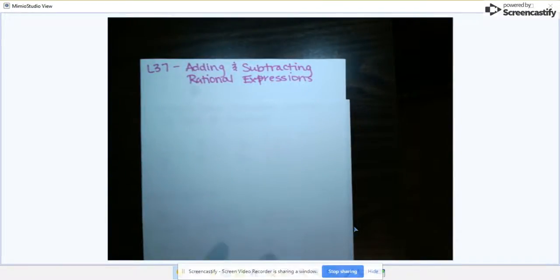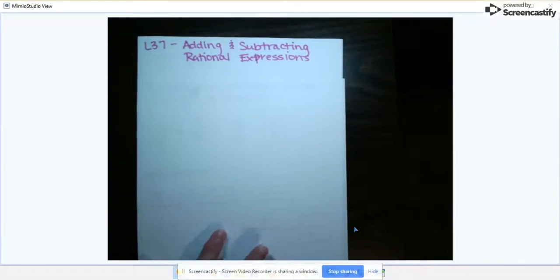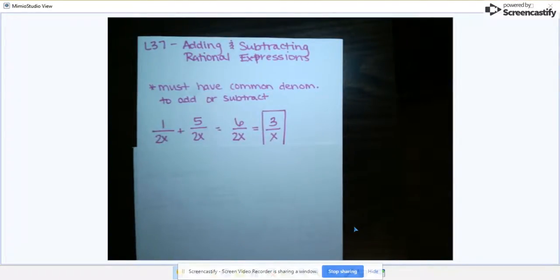So today we're going to look at adding and subtracting our rational expressions. Again, just like regular fractions, we have to have the same denominator in order to add or subtract. So here's a really basic example. 1 over 2x plus 5 over 2x, they have common denominators, so you add straight across the top and the denominator stays the same. So we have 6 over 2x, and then obviously you would simplify. 6 over 2 gives you a 3.